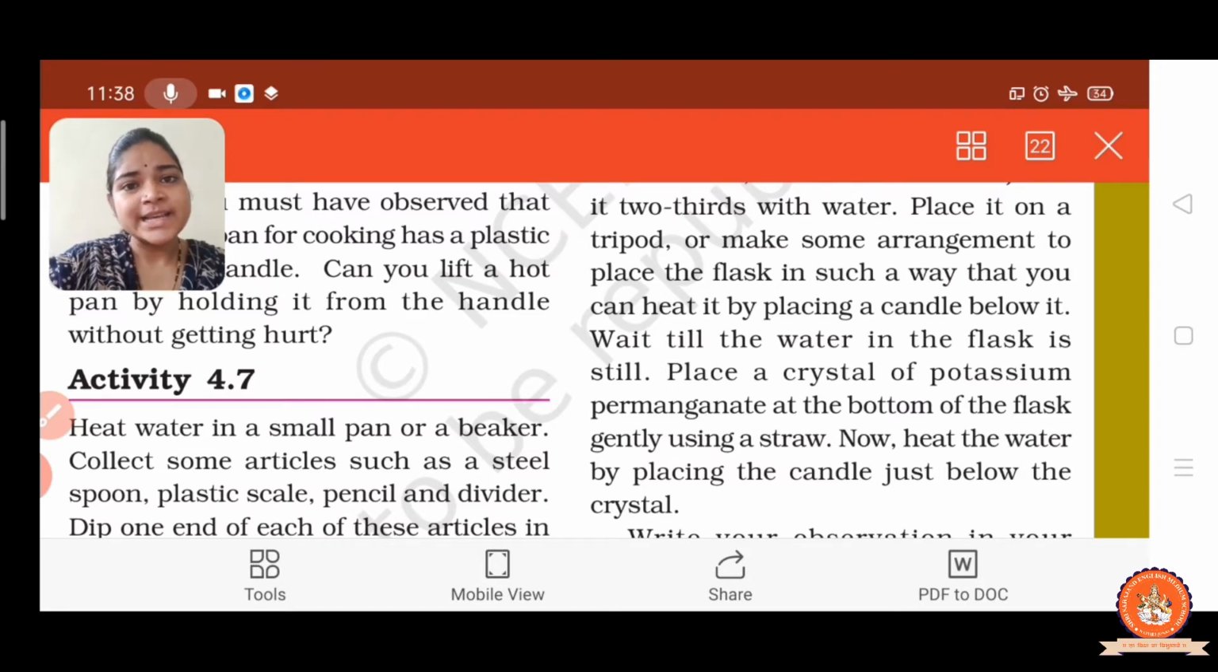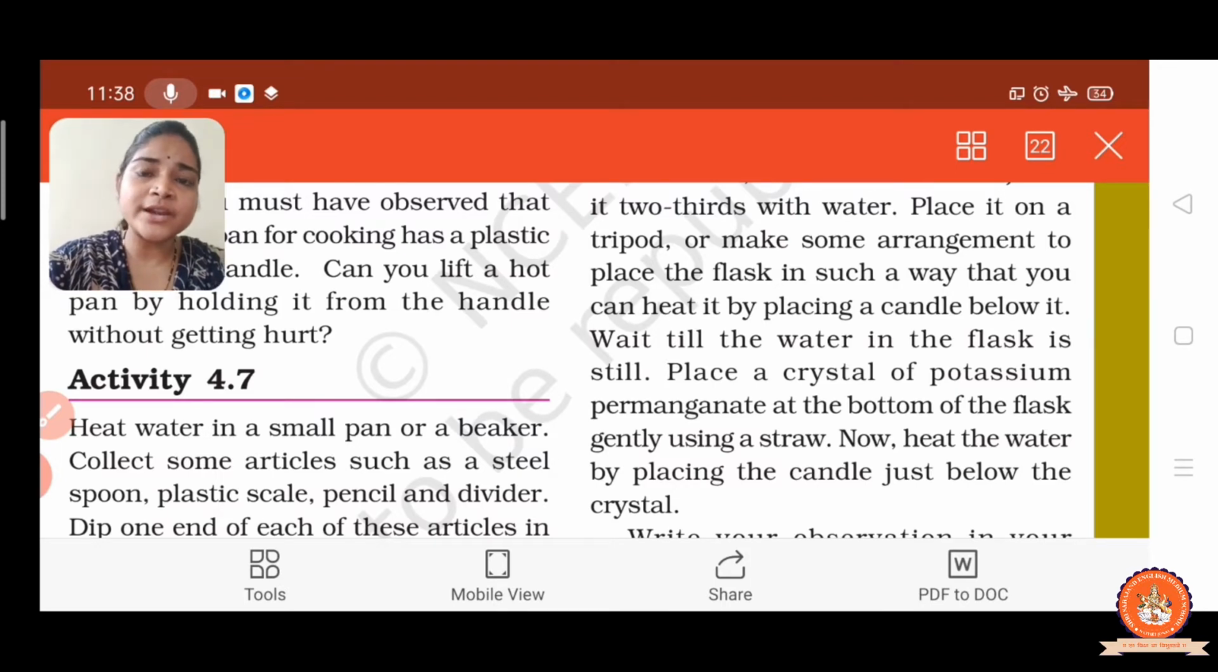So students, in our previous session, part 2, we discussed the conduction method of heat transfer. But in this session, we will discuss the convection method and the radiation method. First, we will discuss the convection method of heat transfer.